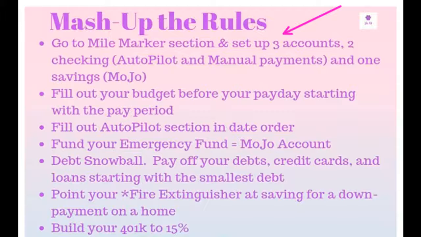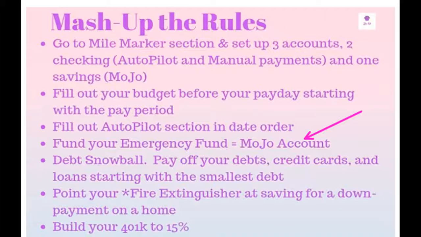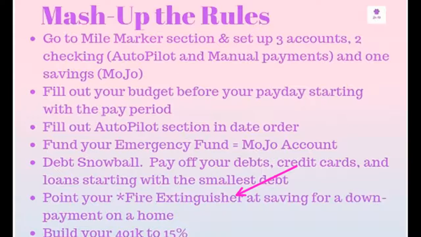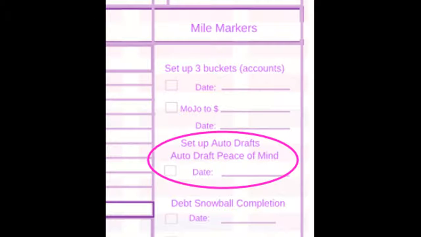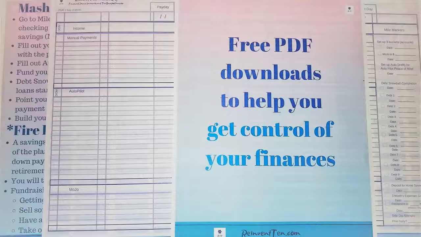So to recap, today we set up your 3 accounts and we are on our way to building up your emergency fund. Now you know what it means to point your fire extinguisher at your mile marker. Next episode, we will transition from fully funding the Mojo to starting your autopilot peace of mind account.